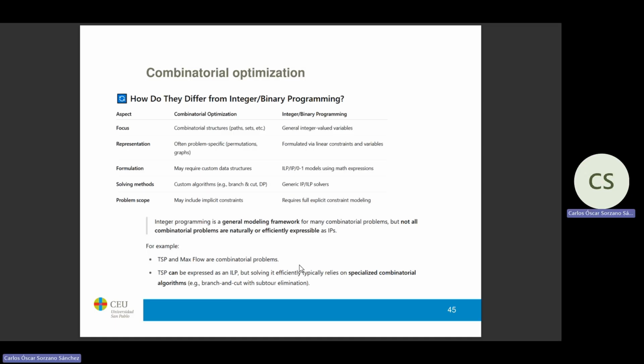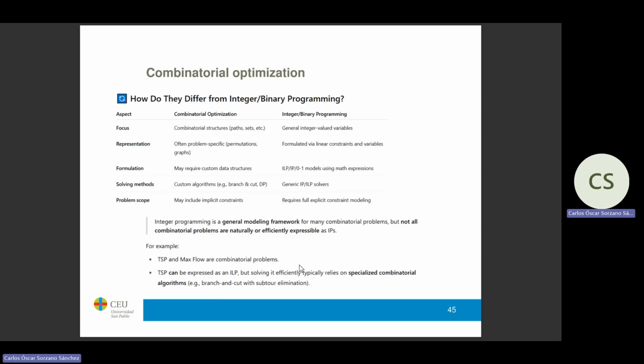What is the difference between combinatorial optimization and binary programming or integer programming that we have seen so far? Typically, in combinatorial optimization, we are concerned about paths, about sets. In integer or binary programming, the variables that we are more focused on take value 0 or 1, or they take value 0, 1, or 3. So they take some integer value. But it is not so much about paths and sets, even if you can encode paths and sets as integer value variables.